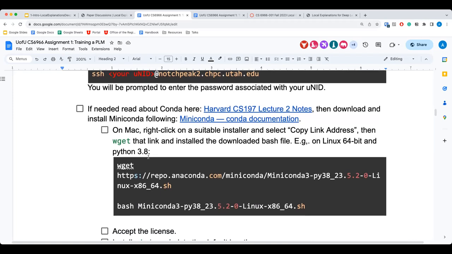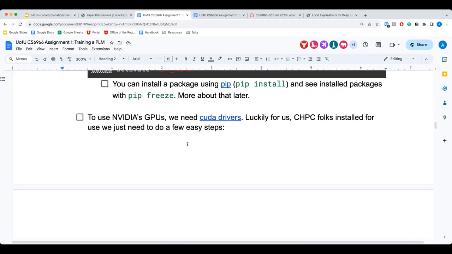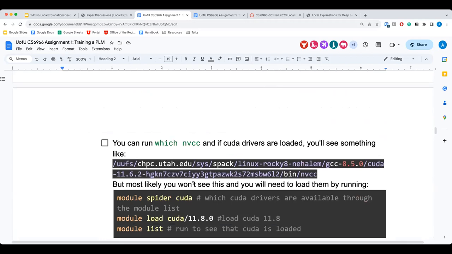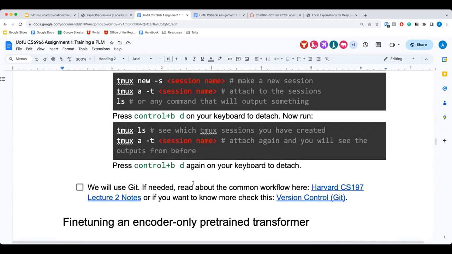School of Computing, using Conda, making Conda environments, checking that you have loaded your CUDA drivers on CHPC, using Tmux and stuff like that. So I expect that a good portion of you will just skip this part because you know it. If you do not, if none of this sounds super familiar, please start working on this soon.